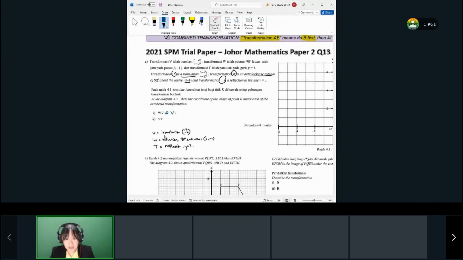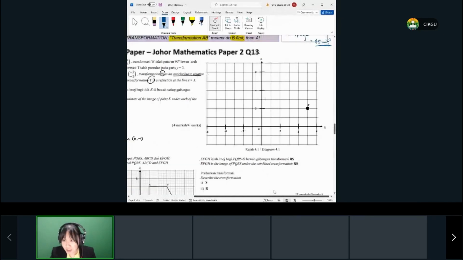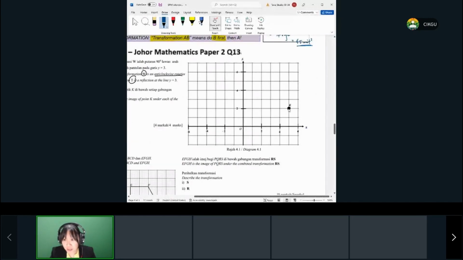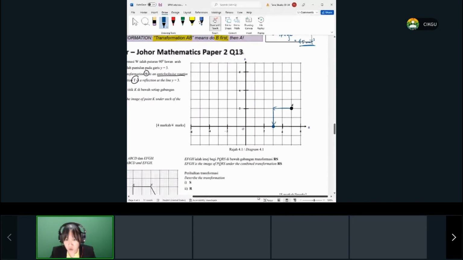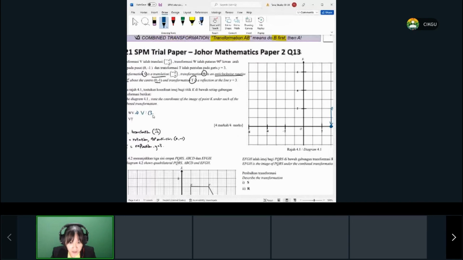What does V say? It's a translation of -2 and -2. So K, go -2, that means go here horizontally to the left. And -2 means go down here. That means the new point K reaches here already after transformation V. Let me write that down. After V, you get (3, 0). Then from (3, 0), you need to do W.